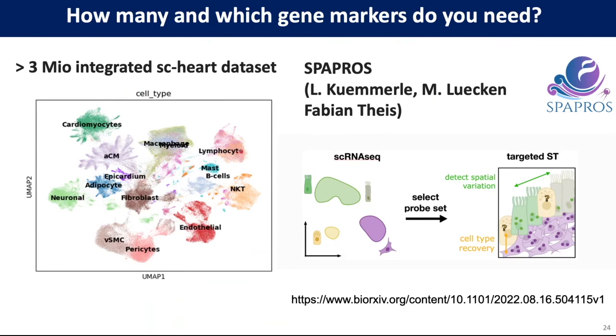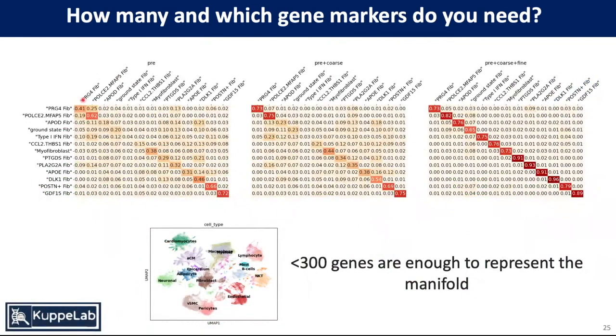cells. However, one would maybe guess that using this approach, you would need not only 100, but several thousands of genes to map out, let's say, a 300 million single-cell heart data set. However, that's not true. If we go through, for example, different fibroblast states, you can see that if we optimize this using SPA-PROS, this actually works quite nicely, giving us those genes that discriminate all of those different fibroblast states. And overall, we just ended up with under 300 genes, transcripts, that we needed to include to represent the manifold of all of those cell types in this data set.